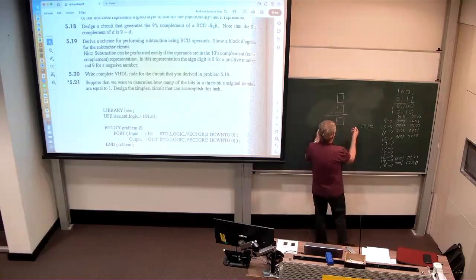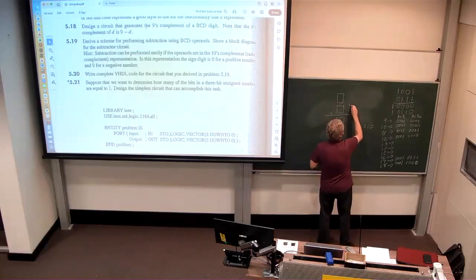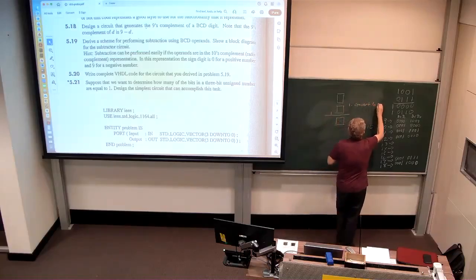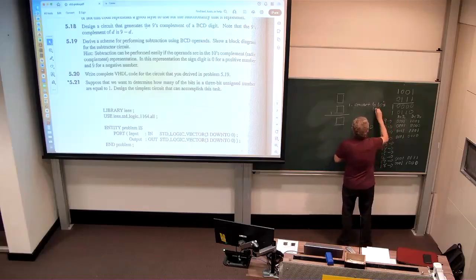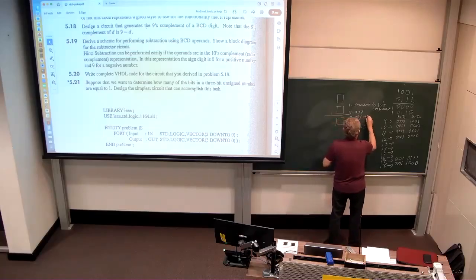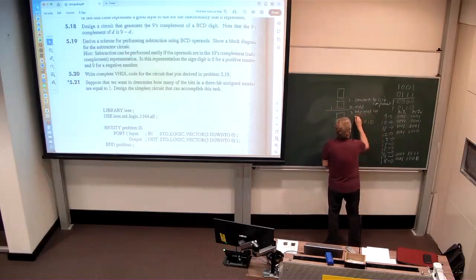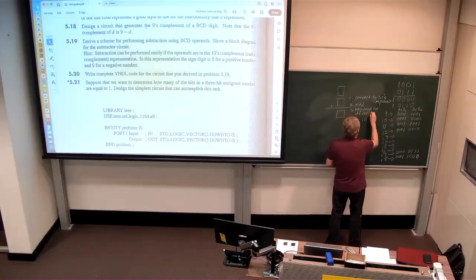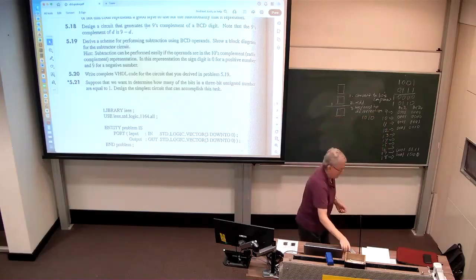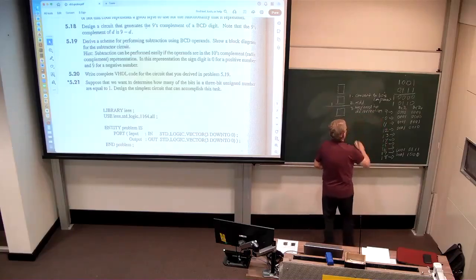Right, so there's two issues. Firstly, we need to convert to 10's complement. Then we need to add, and there may be a correction involved. Okay? Is that all clear?